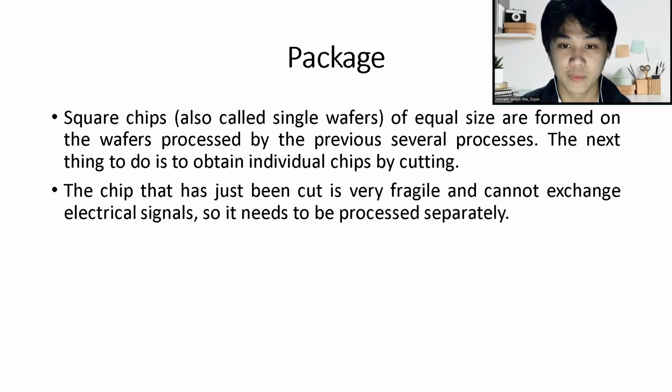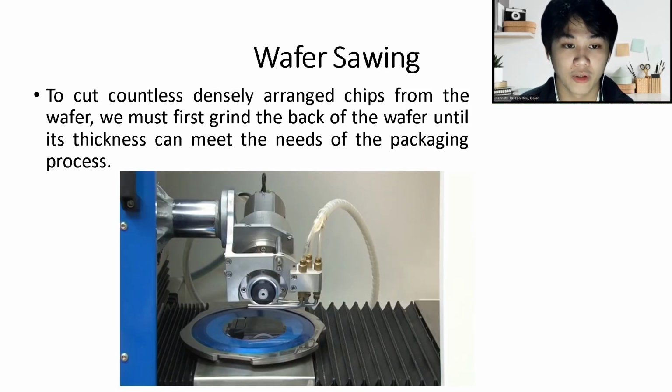The entire packaging process is divided into 5 steps, namely wafer sawing, single wafer attachment, interconnection, molding, and package testing. Wafer sawing. To cut countless densely arranged chips from the wafer, we must grind the back of the wafer until its thickness can meet the needs of the packaging process. After grinding, we can cut along the scribing line on the wafer until the semiconductor chip is separated. There are 3 types of wafer sawing techniques.